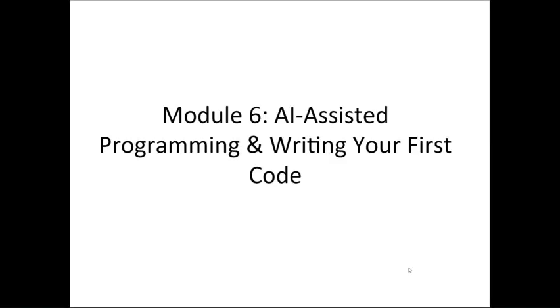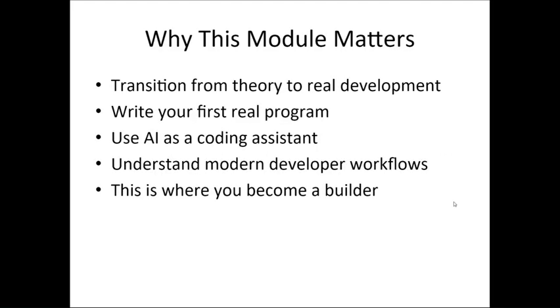Module 6: AI assisted programming and how to write your first code. In this module, we'll learn how to transition from theory to real development. You'll be able to write your first real program, use AI as a coding assistant, and understand how modern developer workflows work. This is where you become a builder. We're going from theory to practical.